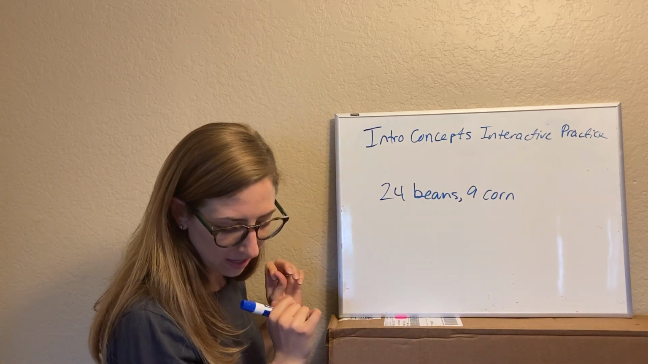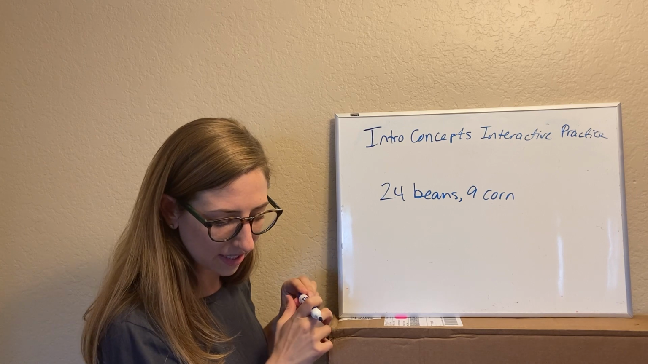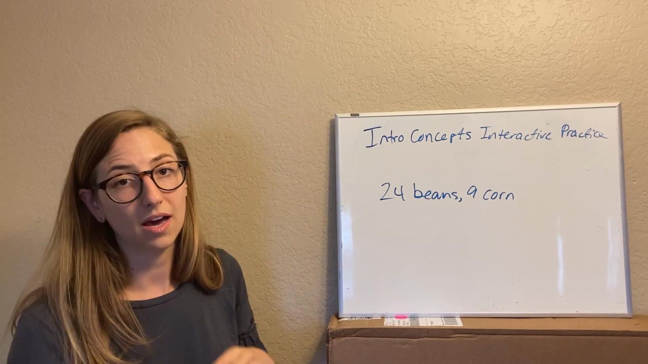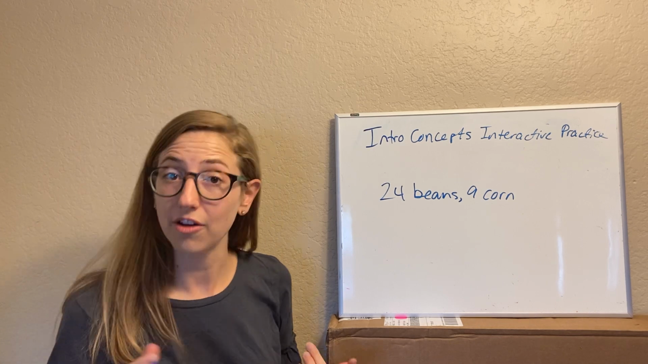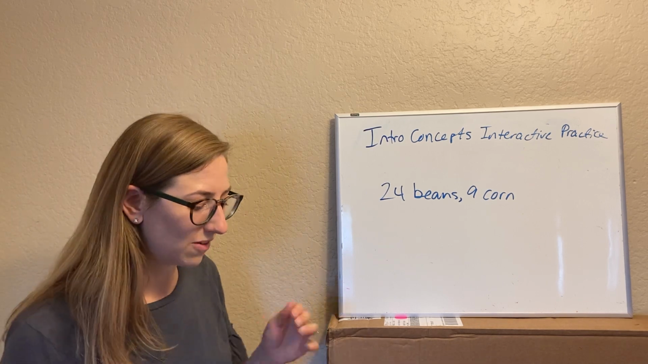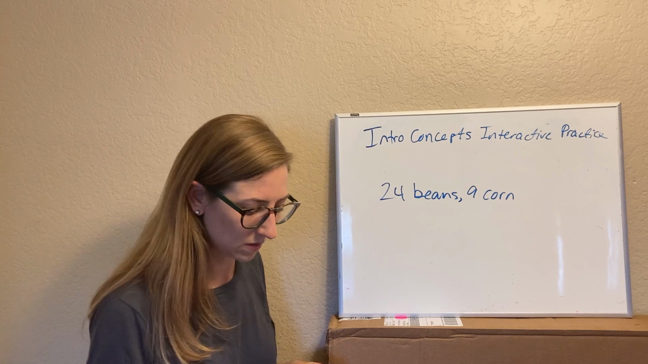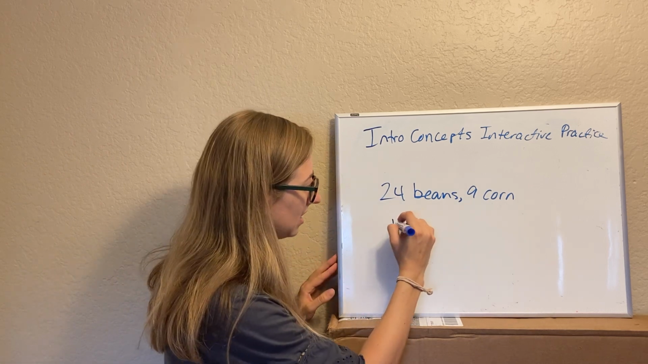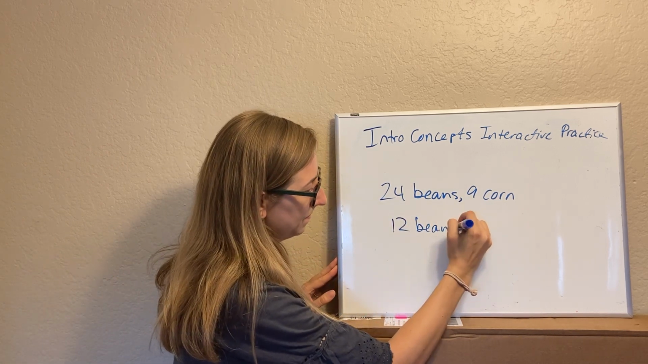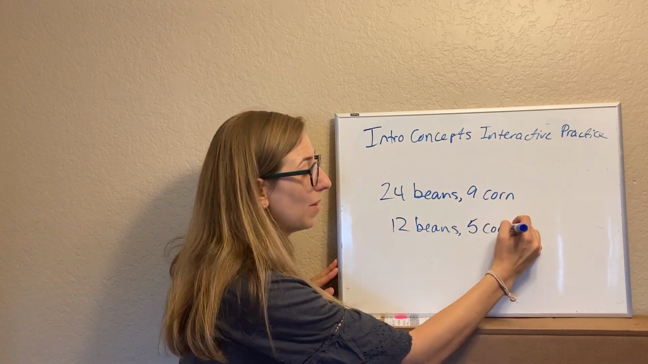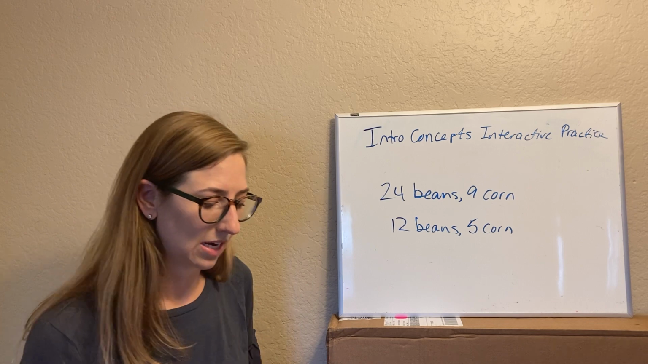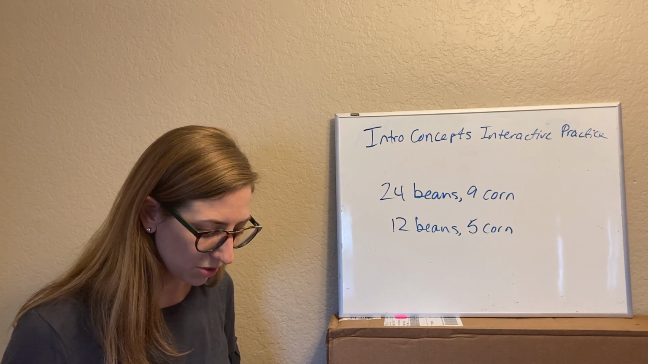From point B. And then point C is also not efficient because points inside the line are not a full use of resources. They're inefficient. So point C is 12 beans, 5 corn. They could do better, right? They could produce more of both goods sustainably. So point C is not a great point to produce.